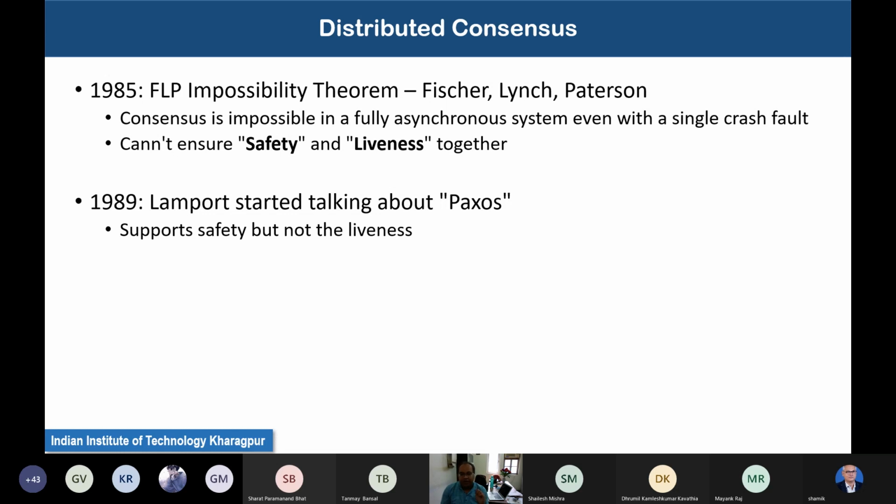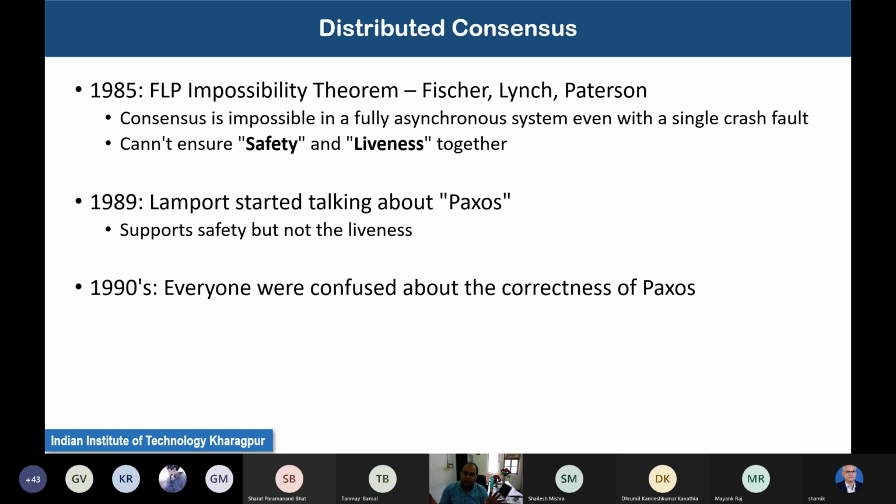The interesting fact was that during the 1990s, for around 11 years, people were very confused about the correctness of Paxos. Although there were multiple research paper submissions from Leslie Lamport to different conferences and journals, all those papers got rejected for almost 10 years, because people couldn't validate the correctness of that particular algorithm. The reviewers were utterly confused about the correctness.